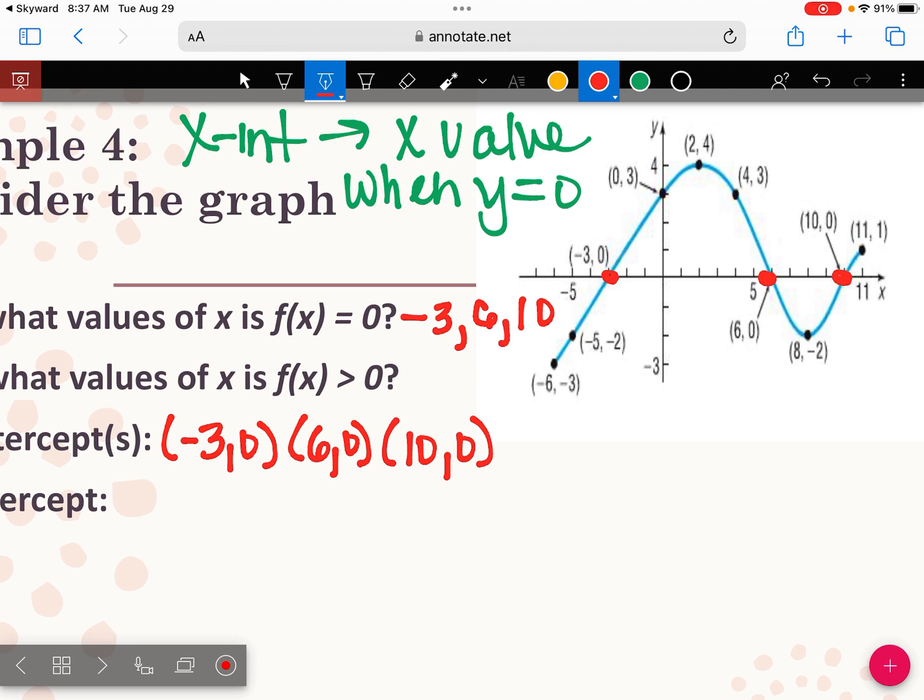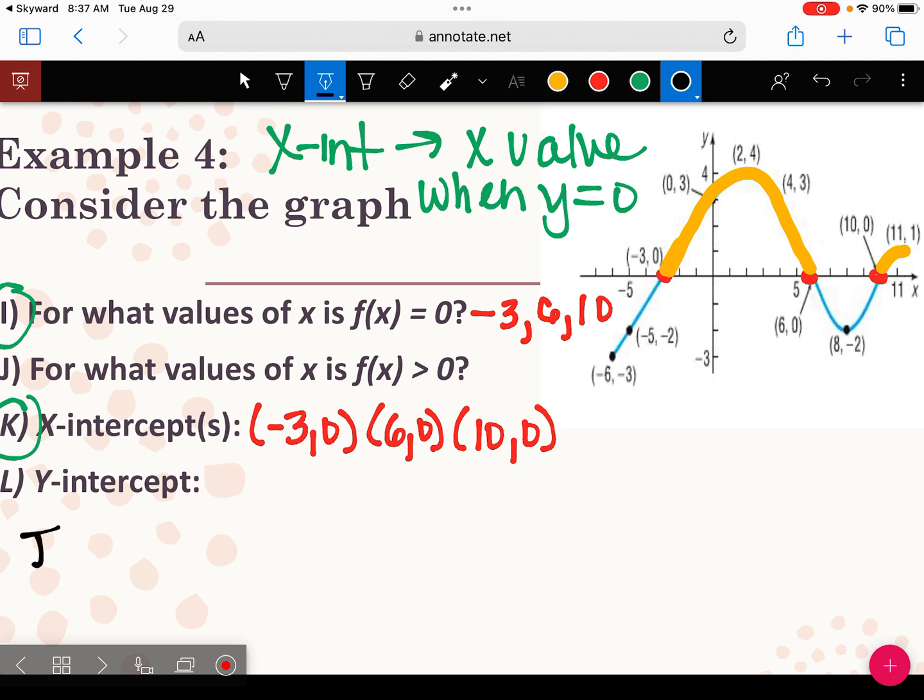Now part J is asking: for what values of x is y positive? So I'm going to trace the graph in yellow. This part of the graph is above the x-axis, just those little pieces, like an interval. For part J, I'm going to write it below because I don't have a lot of space. For what interval of x is y positive?